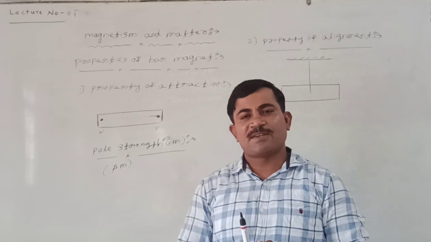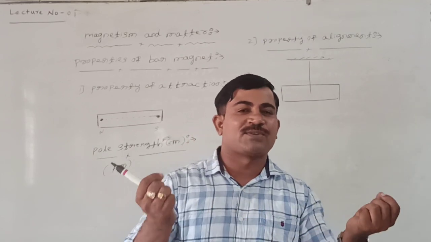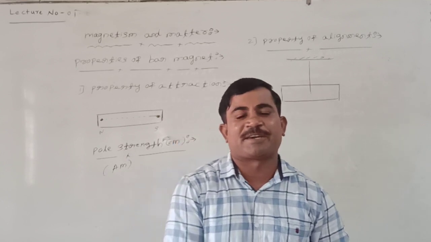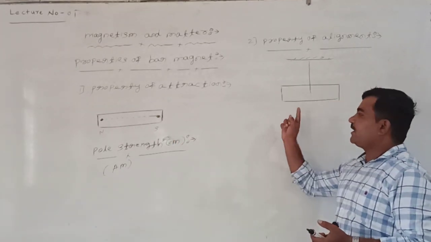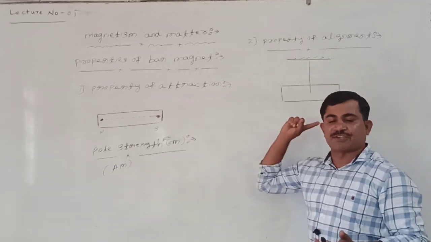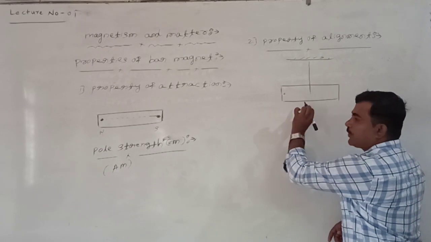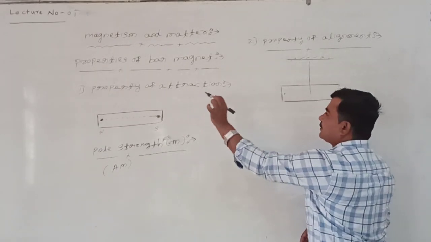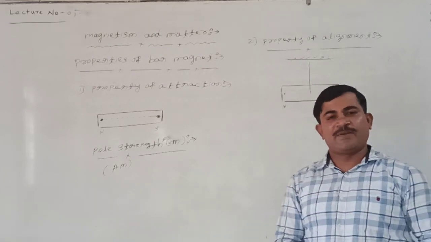The question arises: how to identify the north pole of the magnet and how to identify the south pole of the magnet. It is very important here. When a bar magnet is freely suspended, it aligns in a north-south direction. The side which aligns along the geographical north pole of the earth, that we call the north pole of the magnet. Are you following?